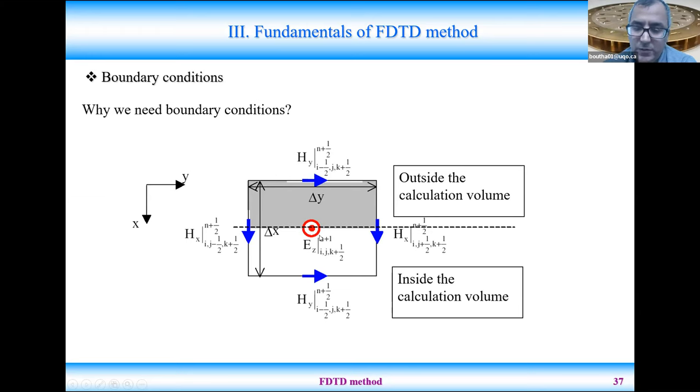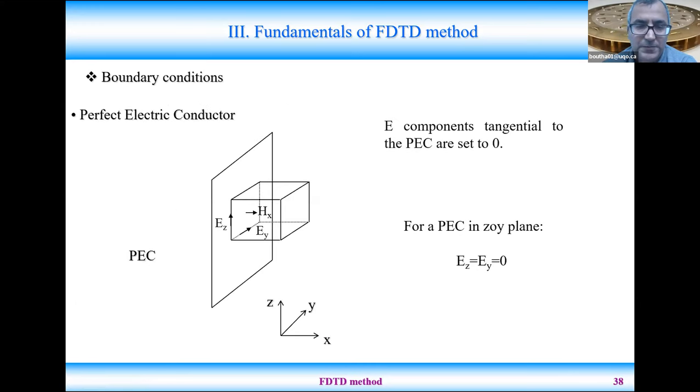This is for EZ, but it could also be for an edge component too. There are different kinds of boundary conditions depending on the problem that you want to resolve. Suppose we want to terminate with a metal, like a perfect electric conductor. There are many applications, for example waveguides, where we have to use a perfect electric conductor for the boundaries. To model this, it is really easy. We finish the boundary with the E components, the electric field components. So we have here EZ and EY. We just need to put this EZ and EY at the boundary equal to zero. That will satisfy the perfect electric conductor boundary condition.